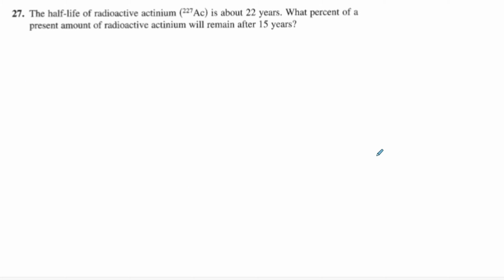Okay, actinium, fun thing, has a half-life of about 22 years. What percent amount of radioactive actinium will remain after 15 years? So actinium, in terms of time, is going to be some amount of initial actinium times 1/2 to the t over 22. Now here's where it becomes fun. What percent remains after 15 years? This would represent 100%. So we want to know after 15 years what the percent is.